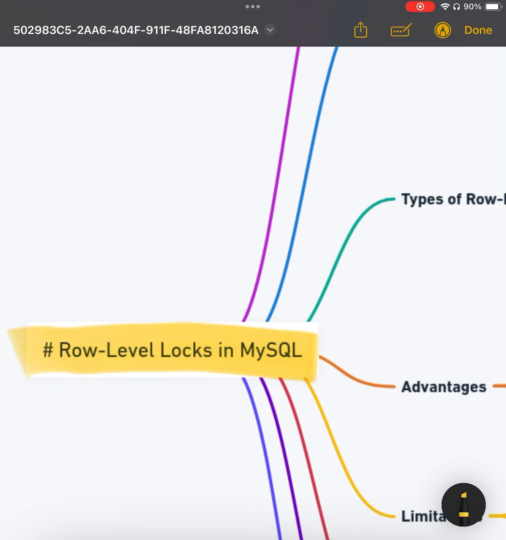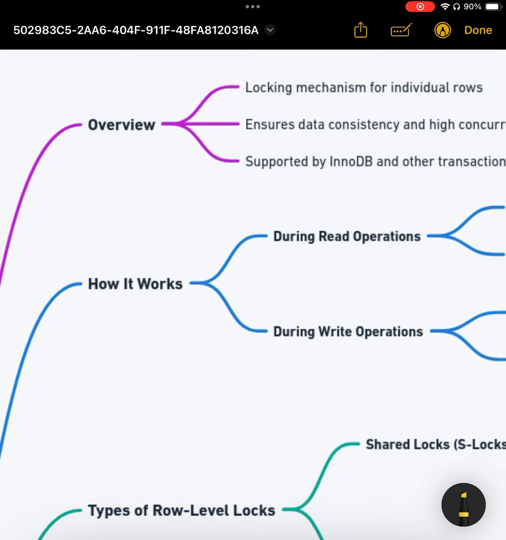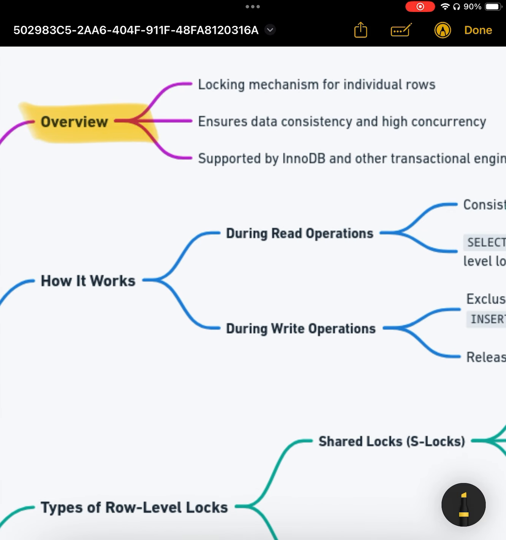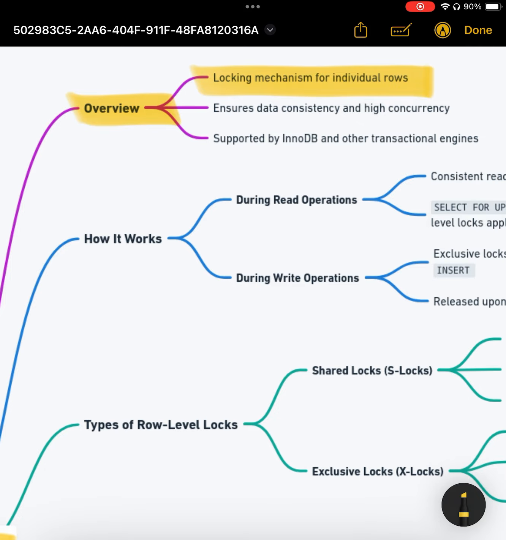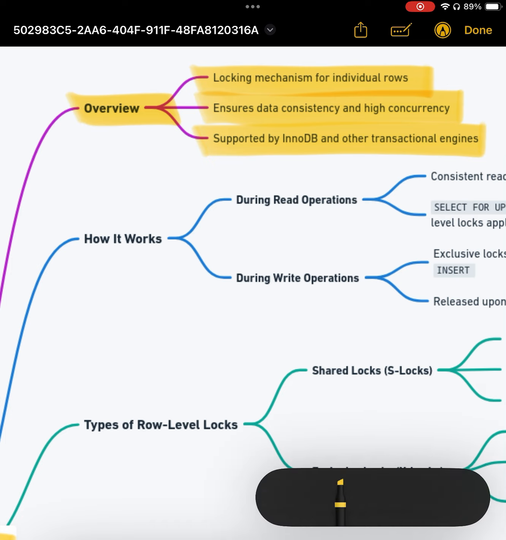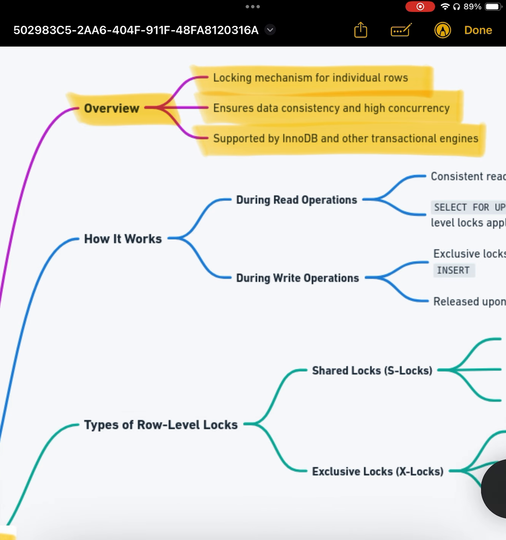5. Row-level locks in MySQL. 1. Overview. Row-level locks are a fine-grained locking mechanism in MySQL, designed to control access to individual rows rather than entire tables. Supported primarily by transactional storage engines like InnoDB, they allow high concurrency by letting multiple transactions work on different rows simultaneously. This is essential for applications that demand data consistency without sacrificing performance.